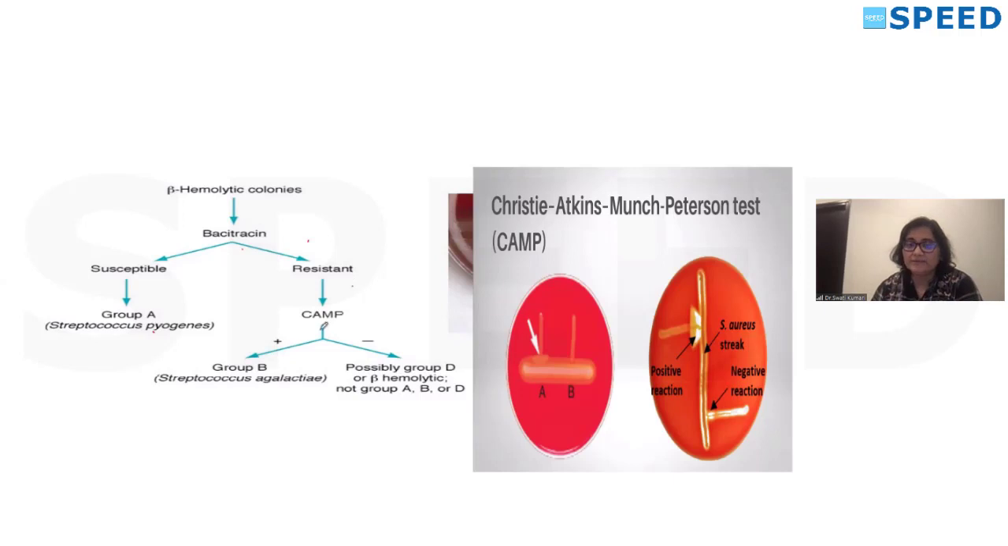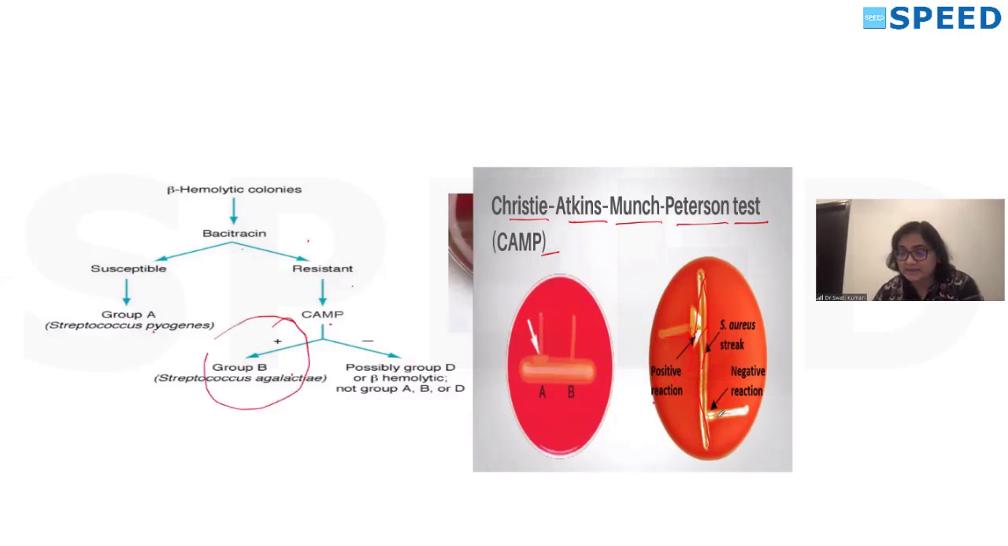Among the resistant ones, if it's CAMP positive, this is your CAMP test, which stands for Christie-Atkins-Munch-Petersen test. Okay, the short form is CAMP test. In the CAMP test, you streak a Staphylococcus aureus beta hemolytic strain in the center, and perpendicular to it you streak the test strain. If you see broad arrow-shaped hemolysis, it is positive for the CAMP test, and that is Streptococcus agalactiae.